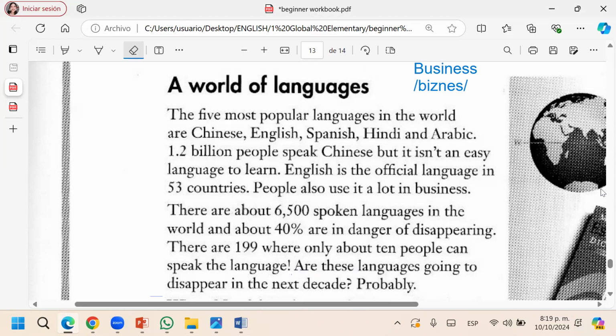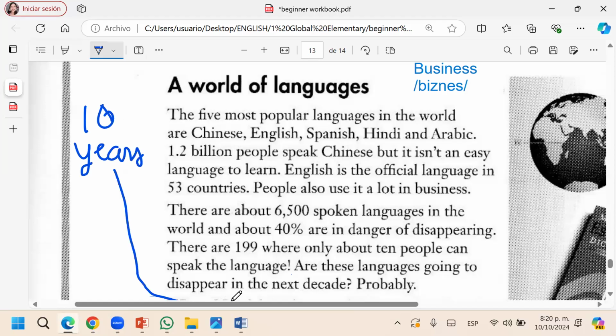Disappearing, yes. Only about 199 people can speak the language. Are these languages going to disappear in the next decade? Probably, yes. Decade is 10 years. 10 years is a decade.